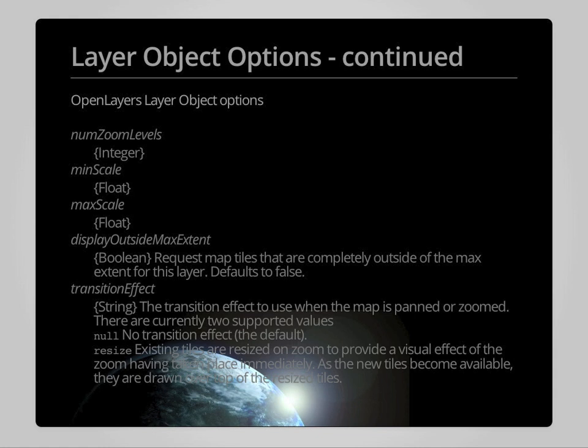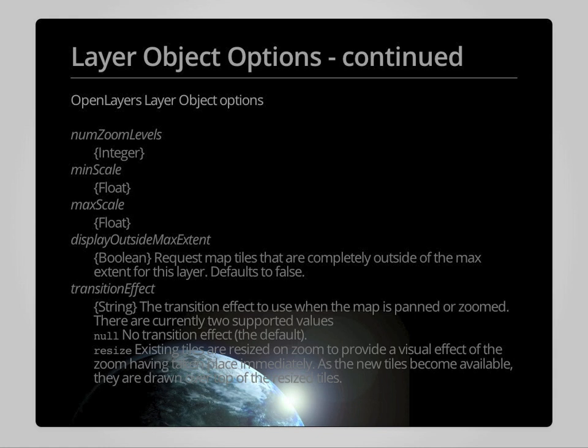The display outside max extent option basically toggles whether map tiles that are outside of the max extent should be requested. This is a variation on caching data, but since they are typically outside the maximum extent, the reasonable default value is false, and you will find very few situations where you would want to change that to true.